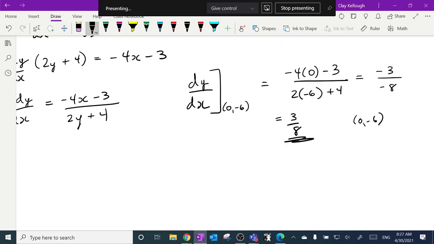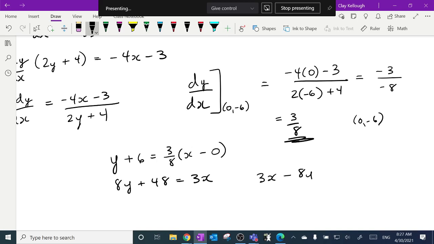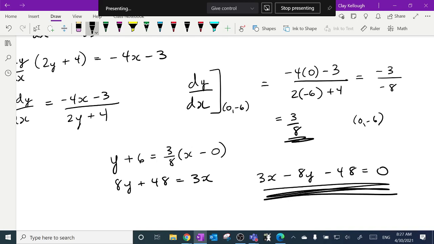So I'll make the equation y minus negative 6 equals slope times x minus x1, which is 0. So I'll go to standard or general form because that's usually what your textbook gives you. So I'll times everybody by 8 here. And there's my final equation: 3x minus 8y minus 48 equals 0. So that was what they wanted me to get.